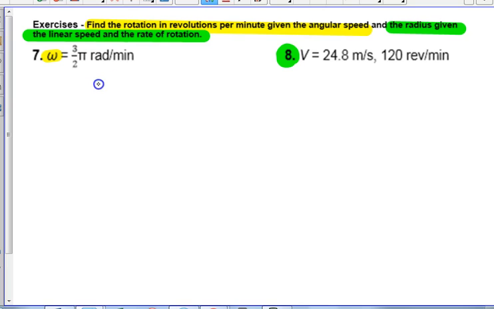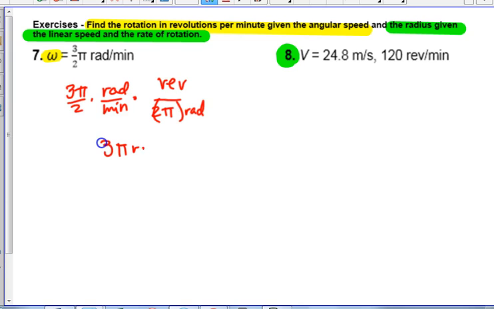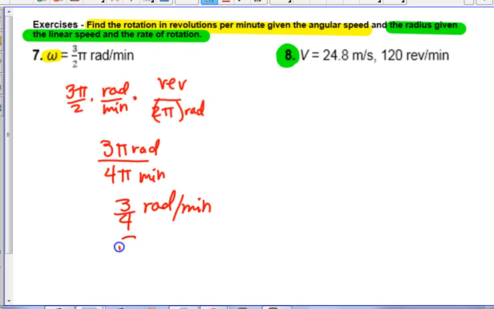Okay. Do we need to do this one? You got this idea or not? If you want to do it real fast, I'll just write down what it would be. Radians per minute. All we need, oh, this is already in minutes, right? So we just need to divide by 2 pi. So we'd end up with 3 pi radians over 4 pi minutes. 3/4 radians per minute, or 0.75. Okay, moving on.